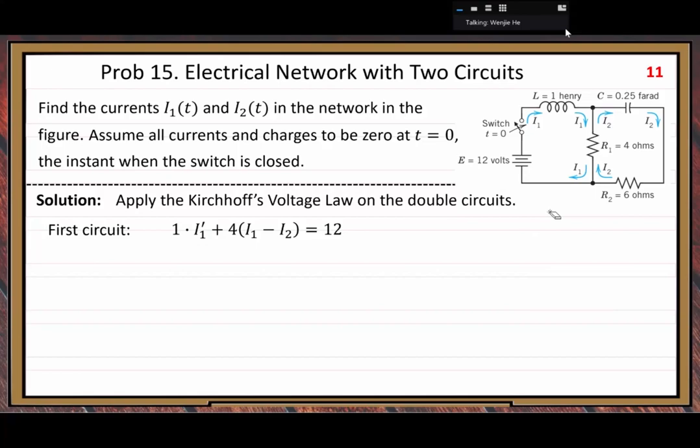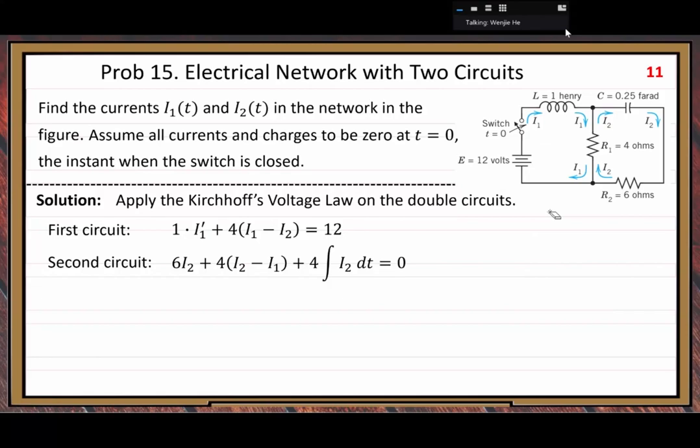Second one, this time you need to follow the direction of the current. Second circuit: R2, 6 times I2, plus 4 times this time. I2 is the positive direction, the same direction as this circuit, so I2 is the positive direction and I1 is the negative direction. So I2 minus I1, times 4.